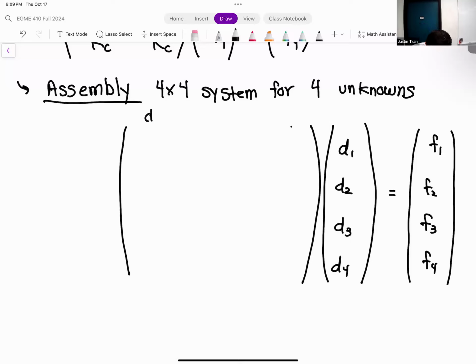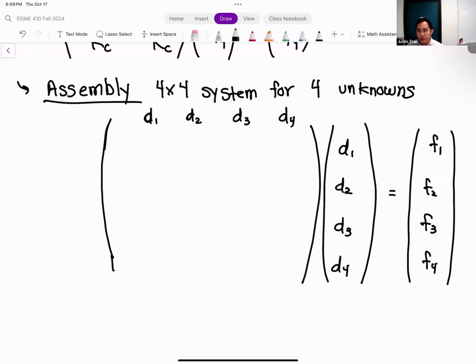So the first column is the D1 column. Second column is D2. Third column is D3. And fourth column is D4. Let me move this over to the left just to get a bit more room. I just moved that left hash over a little bit so we have more room.